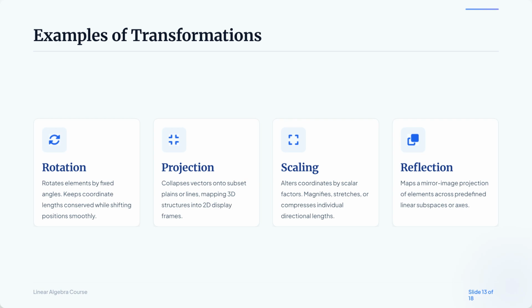So here we present some examples of transformations. We have, for example, rotation, which rotates elements by fixed angles, keeping coordinate length conserved while shifting positions smoothly. We also have projection, which collapses onto subset planes or lines, for example, mapping 3D structures into 2D structures. We also have scaling, which adjusts magnitudes, and reflections, which create mirror images. Each of these transformations is defined by how it maps vectors between spaces.